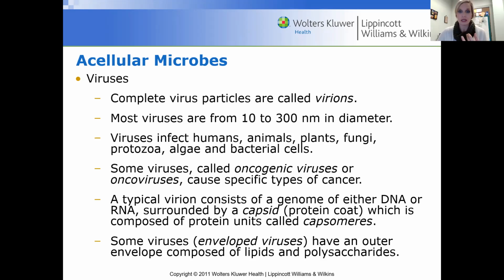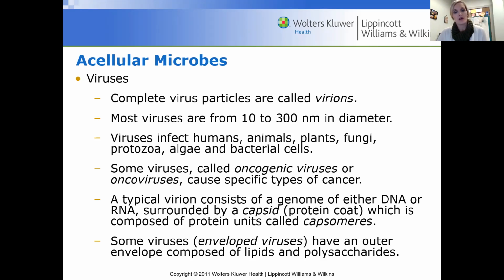So that includes human beings. As we know, we get viruses all the time. Animals can get viruses too. Plants, for anybody who likes to garden, sometimes you may see that your plants get these brown spots on the leaves, and sometimes that's caused by a virus. So plants, fungi, protozoa, algae, and even bacteria can become infected by viruses. So just know that viruses can really infect any living thing.